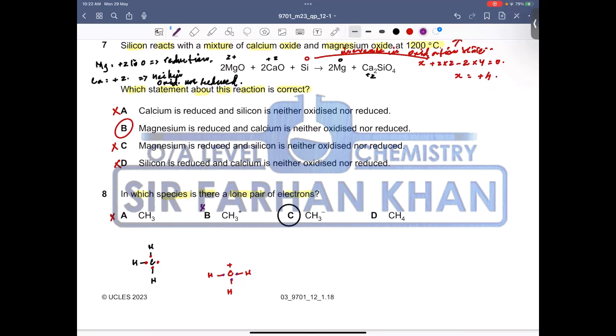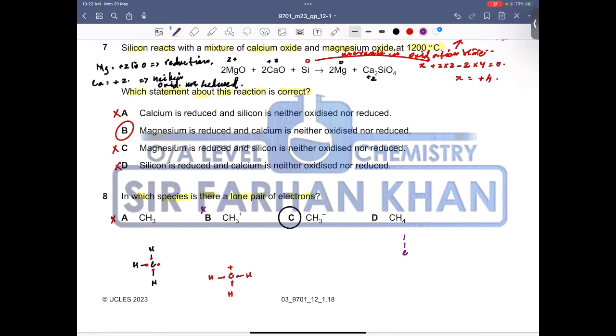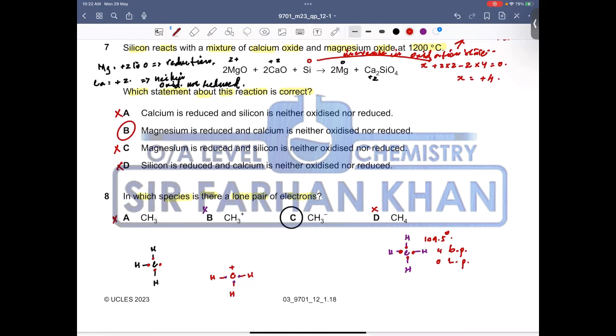Let's talk about D. That is methane, CH4. Carbon is found in group 14 of the periodic table, which means it has 4 valence electrons, and those 4 valence electrons are involved in the bonding. Let's count them: 1, 2, 3, 4. Again, no lone pair, because it has an angle of 109.5 degrees, and this shows that it has 4 bond pairs and 0 lone pairs. If there is no lone pair, it's an incorrect option.